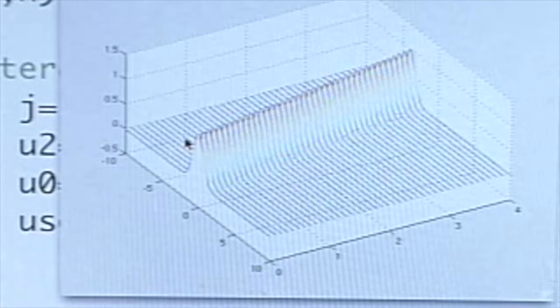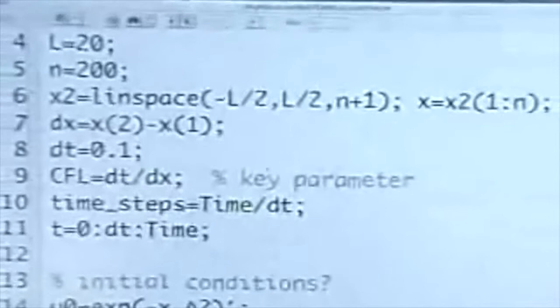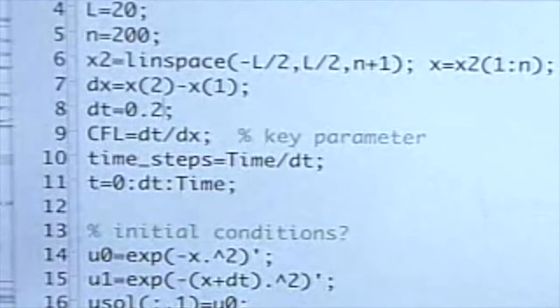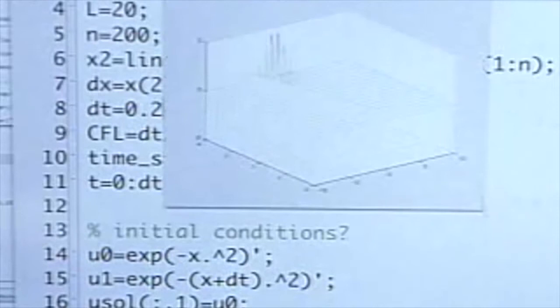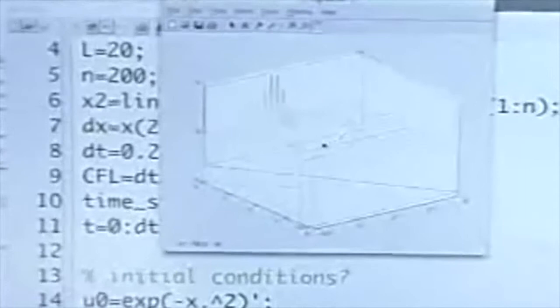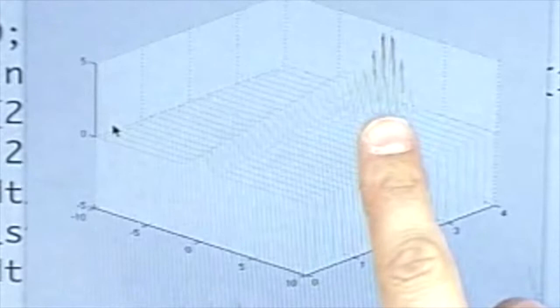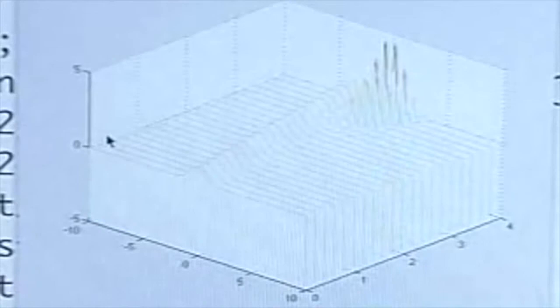So right now our CFL number is 1, which is allowable, and we know it's stable. You could ask what happens if you violate the CFL number. I can easily do that. If I make dt 0.2, my CFL number is now 2. And run it. And you can see bad things have happened. Look at the huge oscillations forming behind this pulse. The pulse goes along, and then you just get this huge stuff coming up there. This is a numerical instability.